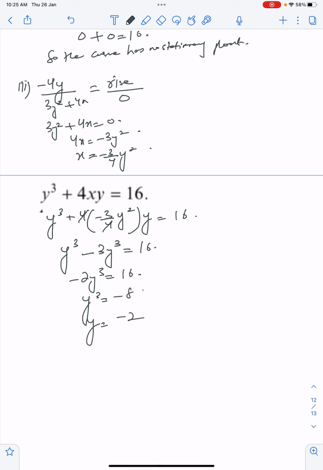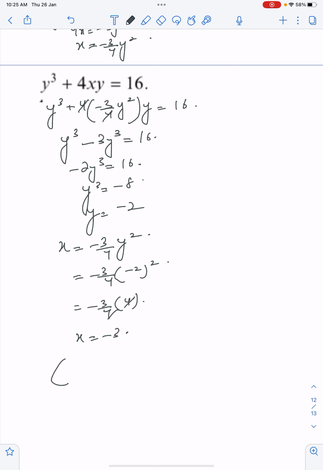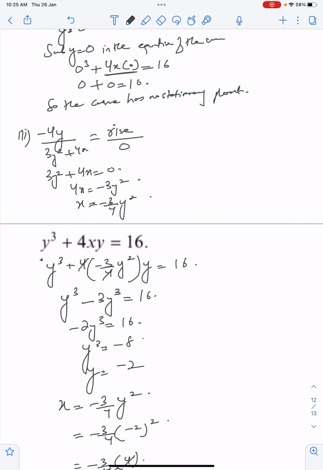And obviously if y is negative 2, x was minus 3 upon 4 y square. So it's going to be minus 3 upon 4 times negative 2 square. X equals negative 3. So the coordinates are negative 3 comma negative 2 for this part, question number 6, the third part: negative 3 comma negative 2.